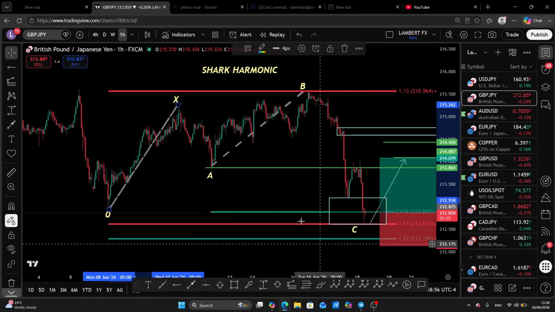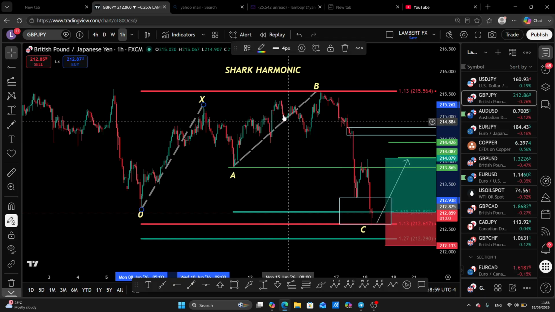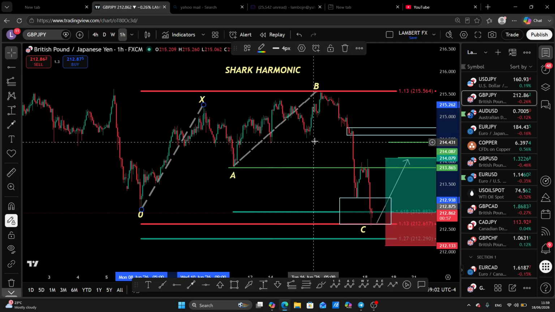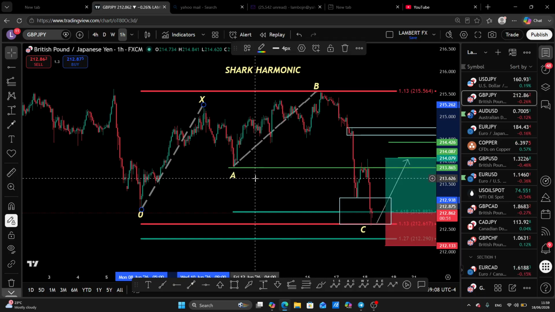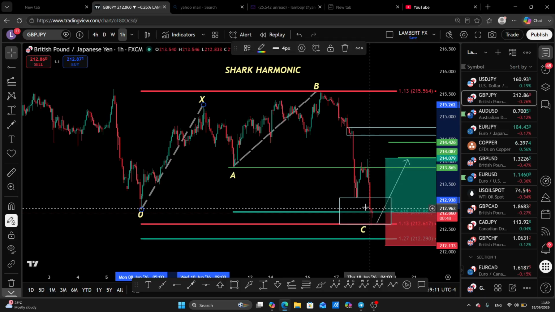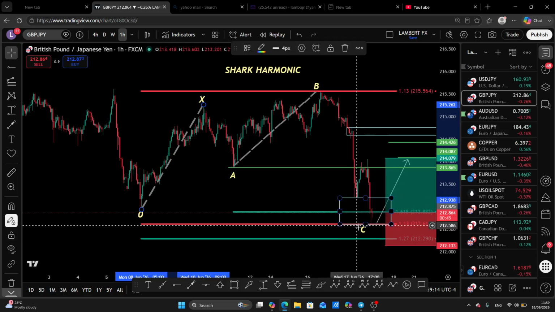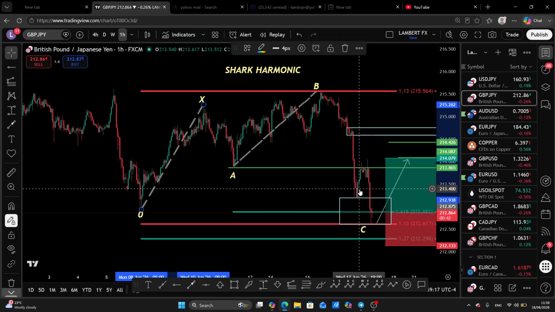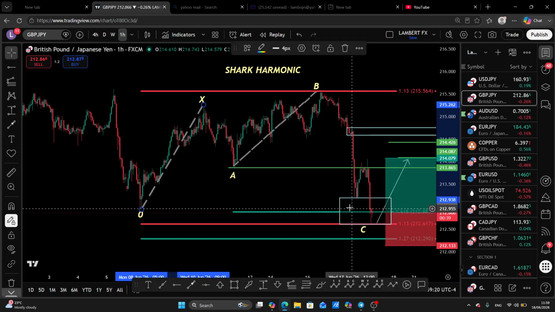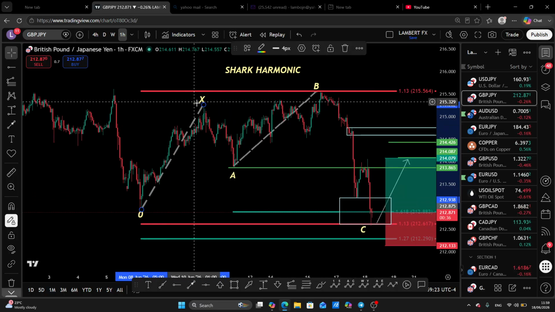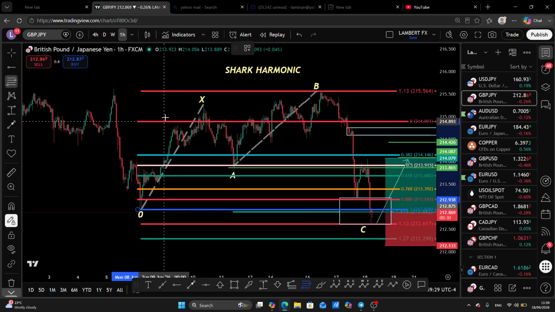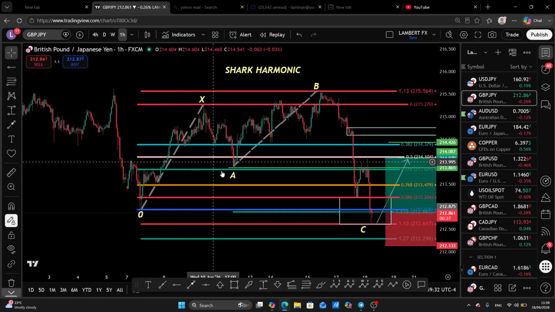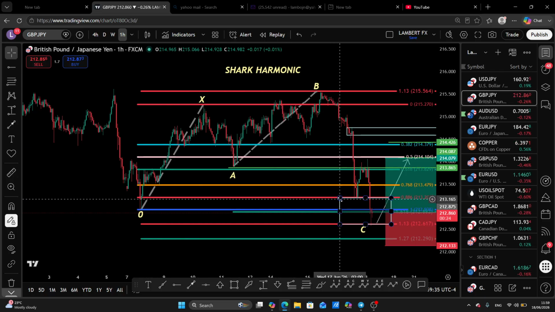Okay, so once you see that, then you know that shark could be in progress. Now if the price is heading down, you need to watch for bearish rejection between the 0.886 retracement of O to X. So you take a fib retracement, again you go from O to X. You need to look for rejection between 0.886 and 1.13 fib extension.